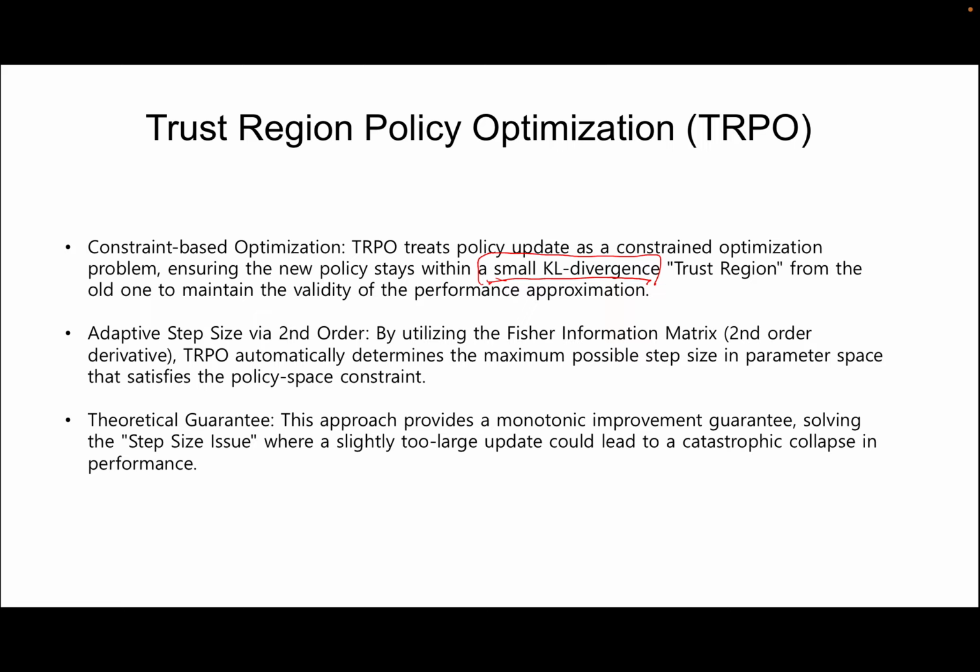Adaptive step size and second order. By utilizing the Fisher information matrix, a second order derivative, TRPO automatically determines the maximum possible step size. It automatically figures out the maximum possible step size in parameter space that satisfies the policy space constraint. And theoretical guarantee. The approach provides a monotonic improvement guarantee, solving the step size issue where a slightly too large update could lead to a catastrophic collapse in performance.